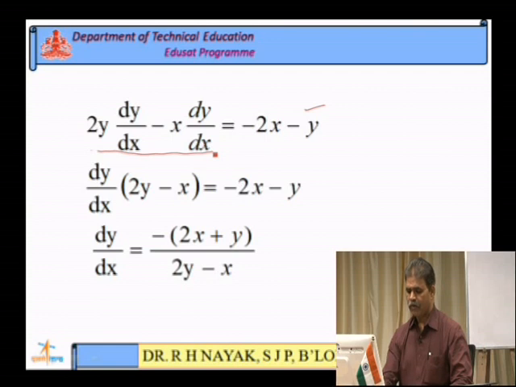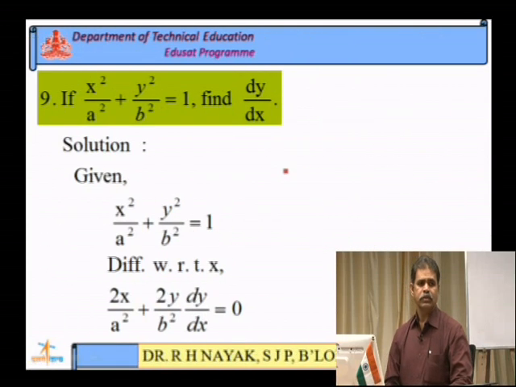Finally, dy by dx reduces to: the product term goes to the denominator of the right side. Therefore, dy by dx is minus 2x minus y divided by 2y minus x. Here minus is common, you can take it outside. Check the next one.